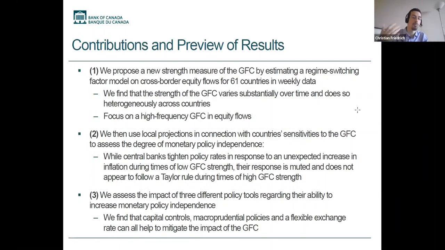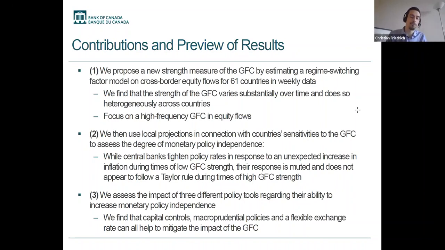So what we do is we propose a new strength measure of the global financial cycle by estimating a regime switching factor model on cross-border equity flows for 61 countries in weekly data. And we find that the strength of the global financial cycle varies substantially over time, and it does so heterogeneously across countries. And I'll talk about this a little bit later.